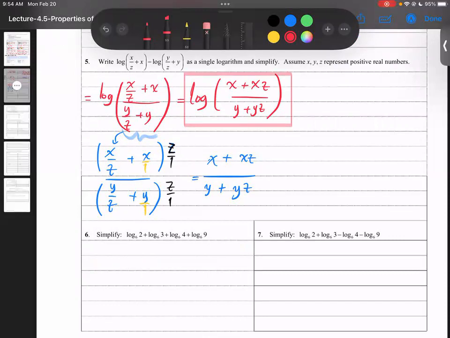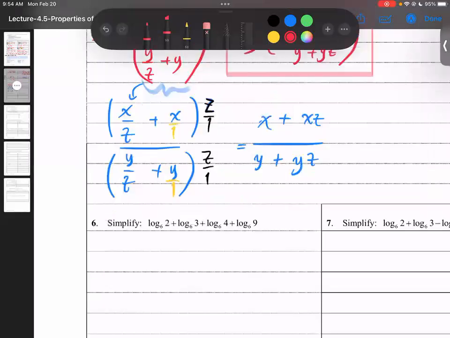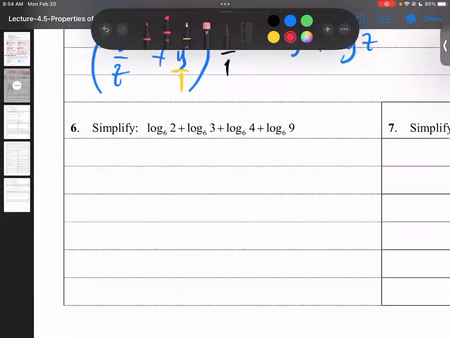Why don't you guys try number 6? I'll give you a few seconds to try number 6. Write it down because I'm going to change my window.